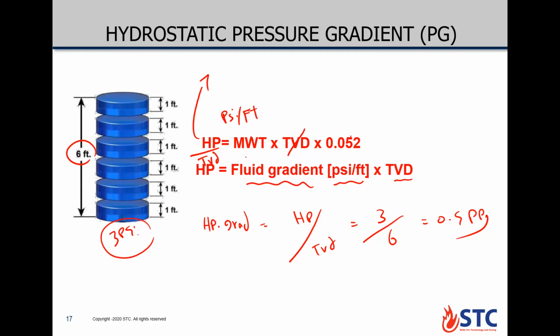If they, for example, give you the mud weight and ask for the gradient, let's write this equation again. Hydrostatic pressure gradient equals what? Equals mud weight times the constant, 0.052. So if they give you the mud weight and ask for the hydrostatic pressure gradient, you need to multiply the mud weight by the constant. If they give you the hydrostatic pressure gradient and ask for the mud weight, you need to divide the hydrostatic pressure gradient by the constant.